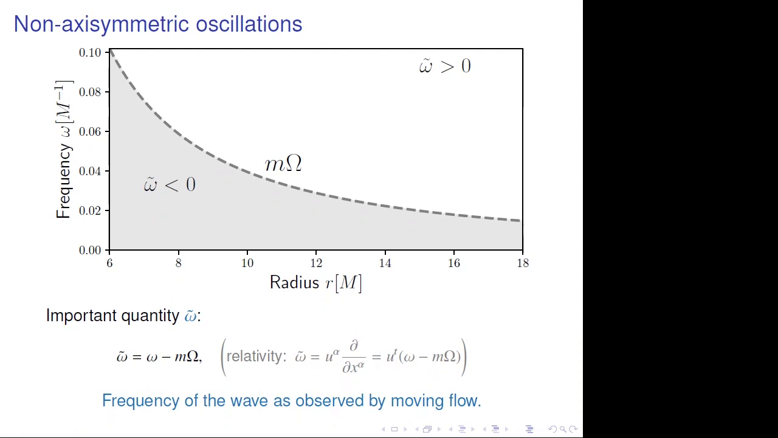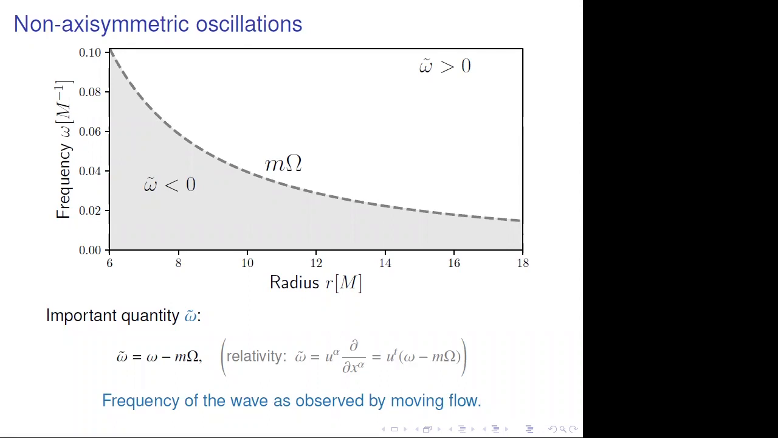If you think about it, what does it mean? It's the frequency of the perturbation of the wave which you would observe if you were moving with the fluid, right? So there is this Doppler effect, basically. You move, observe the wave, and you observe a different frequency, and you observe this frequency.